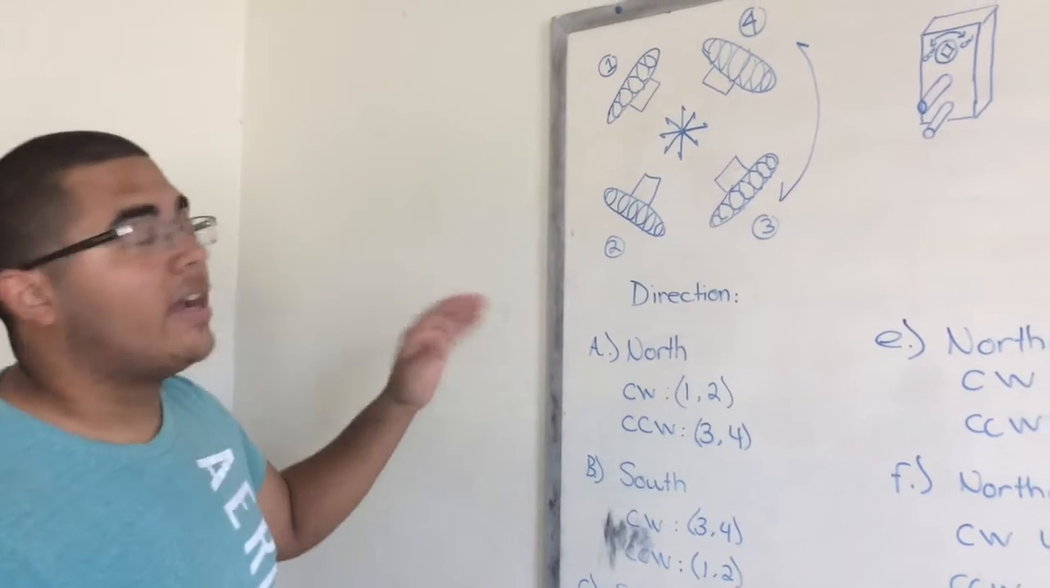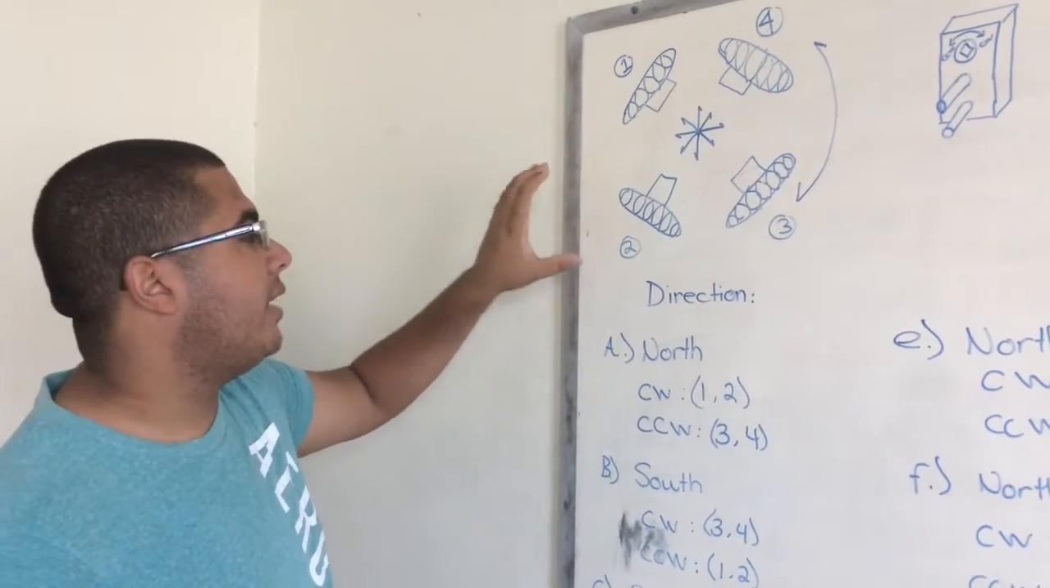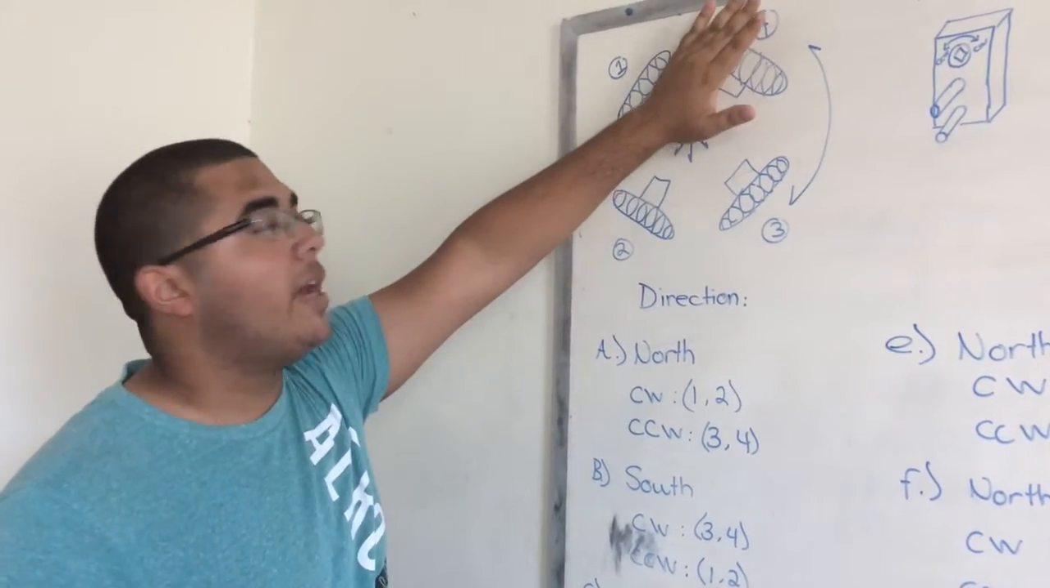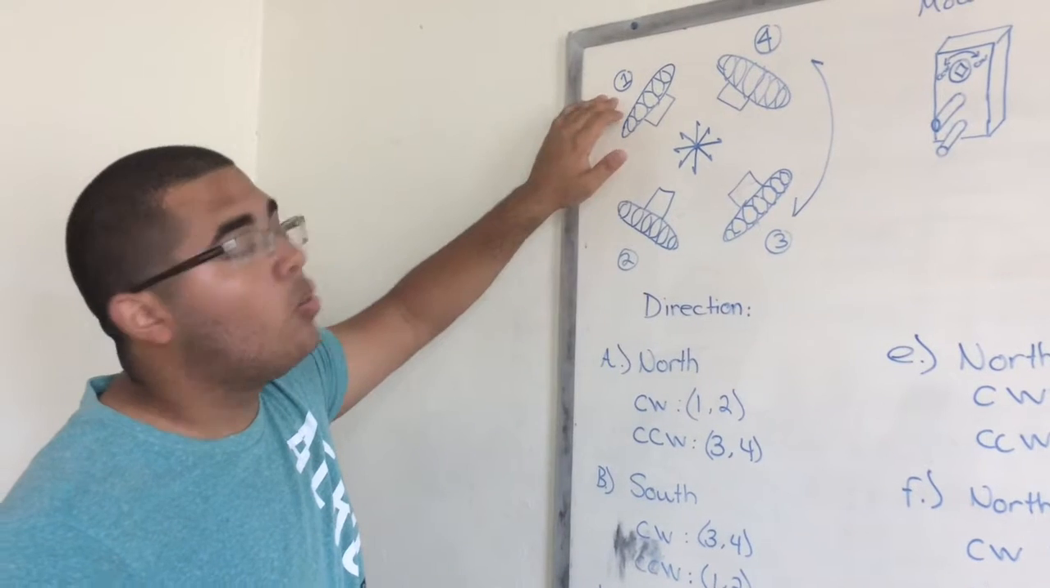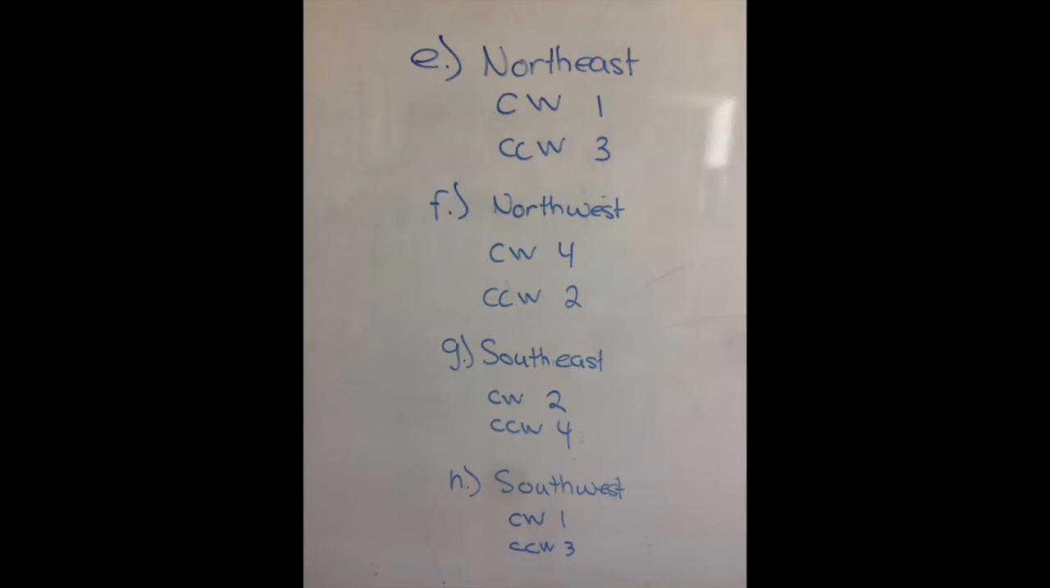To establish the diagonal movement, in this case, wheels 2 and 4 do not create any type of movement. Meanwhile, 3 and 1 go in opposite directions.